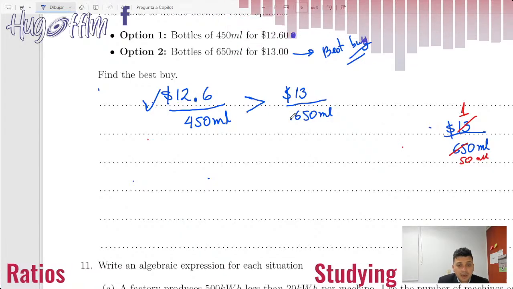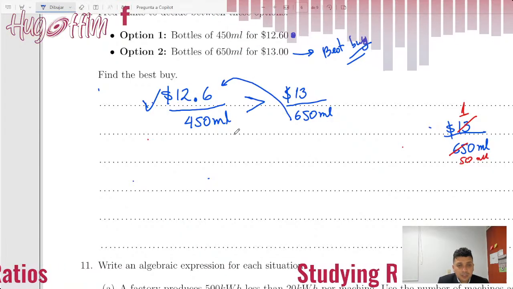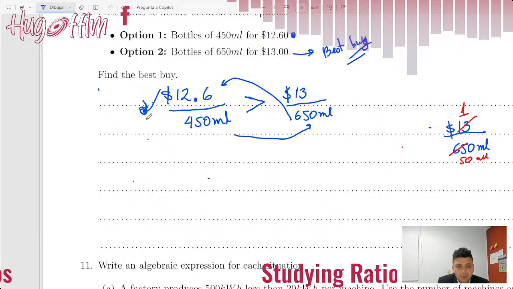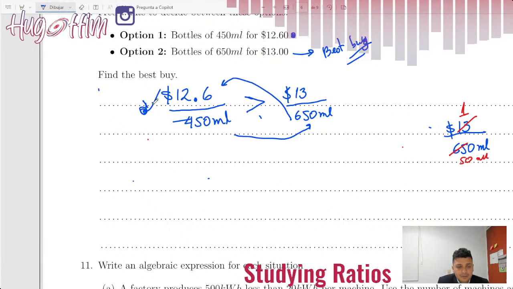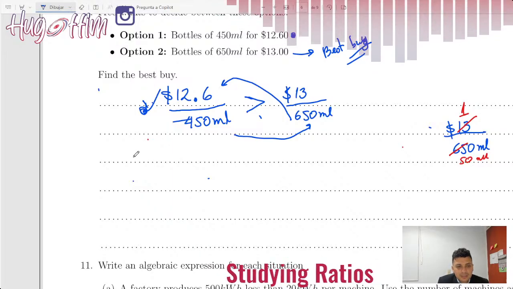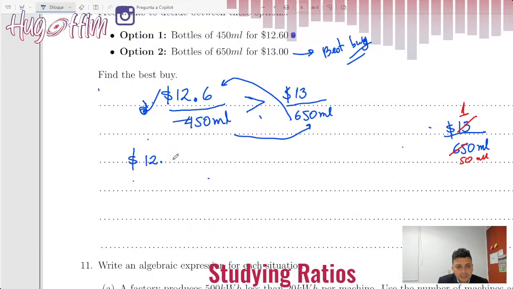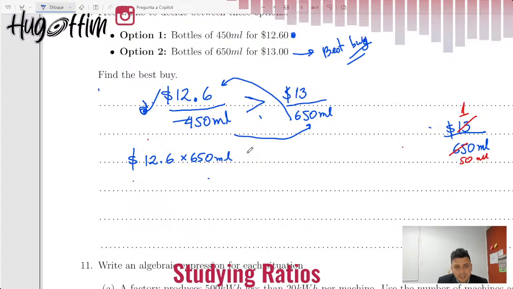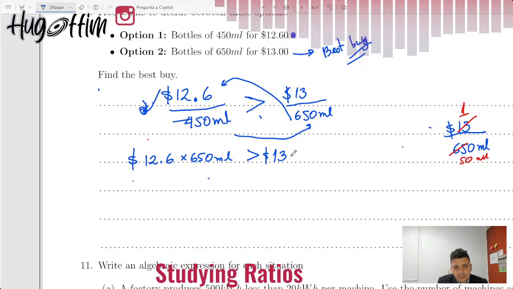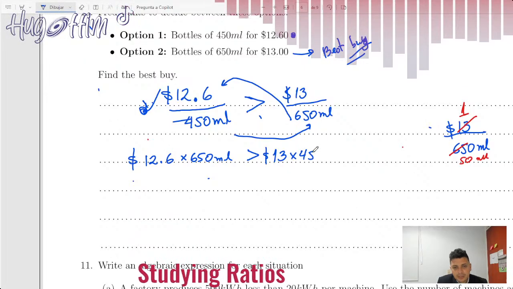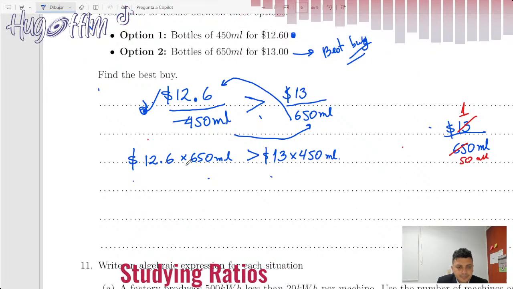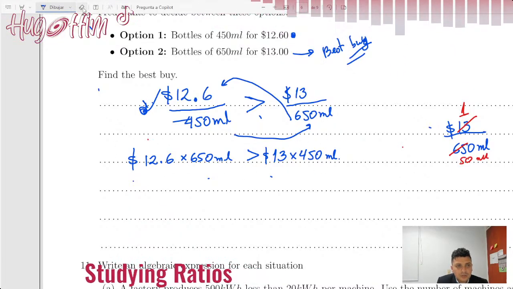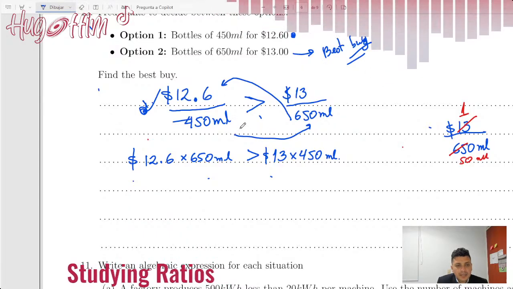So I'm going to multiply using cross multiplication, multiplying on both sides 650 and 450. And this inequality is going to be the same as $12.6 times 650 milliliters greater than $13 times 450 milliliters. So if you have this, now you can work out to find out the answer.